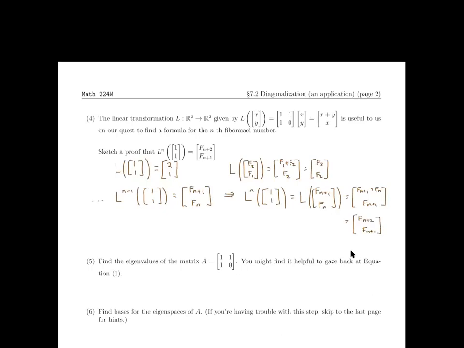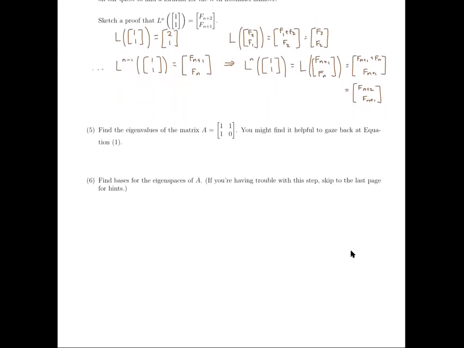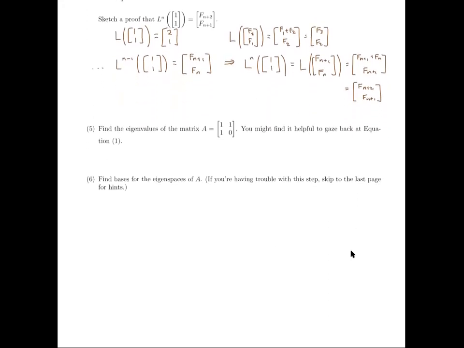So this is sort of a proof, and that type of proof has a formal name. It's mathematical induction, but we'll see that later. Okay, so let's do the eigenstuff here. Let's find the eigenvalues of the matrix A.